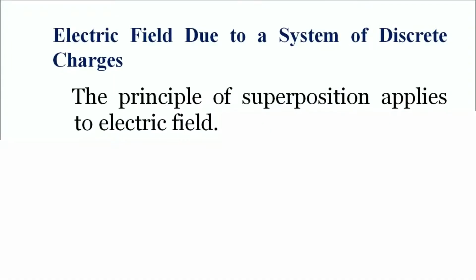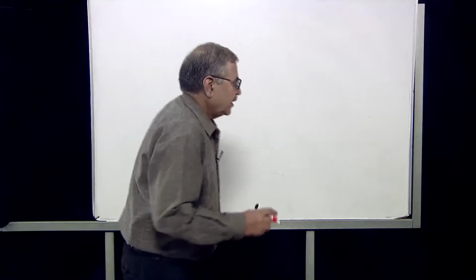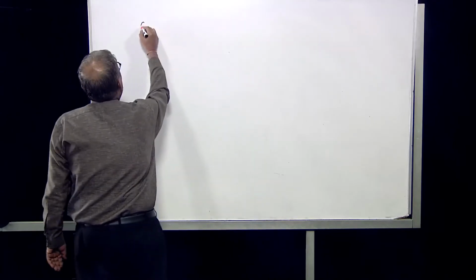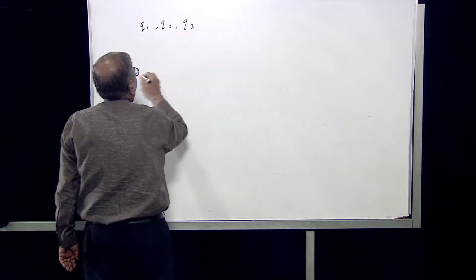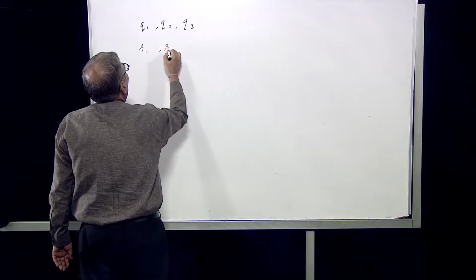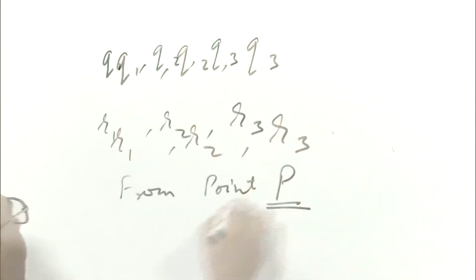Now, let us find the electric field due to a system of discrete charges. Here we have different charges Q1, Q2, Q3. We are interested in finding out the electric field at point P. So, we will find it by the principle of superposition. Now, we will find the expression of electric field due to a system of discrete charges on the board. If there are a number of charges Q1, Q2, Q3, they are at distances r1, r2 and r3 from point P.